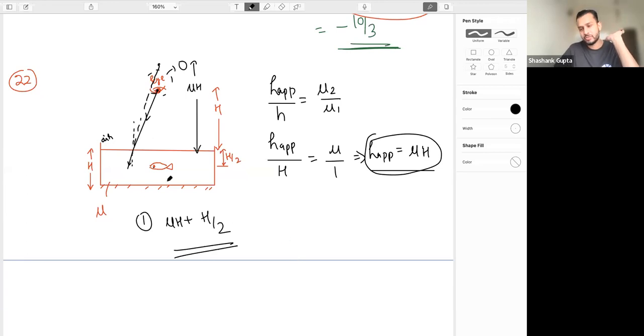Actual height is H plus H by 2. If this water had not been there, the distance between the eye and the fish would be H plus H by 2, which is 3H by 2. But because of the refraction at this interface, the image of this eye is formed at a distance mu h from the interface. So from the fish, it is mu h plus h/2. Is that clear to everyone? Is there any doubt? I'm coming to the mirror part.